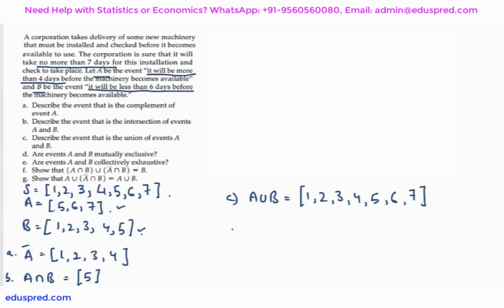Next, what we are asked: are events A and B mutually exclusive?